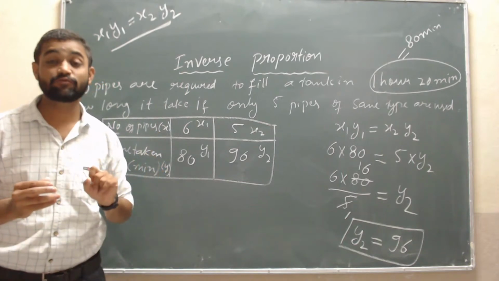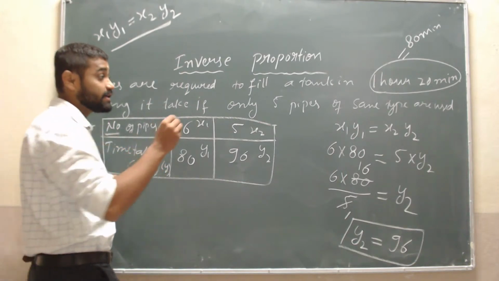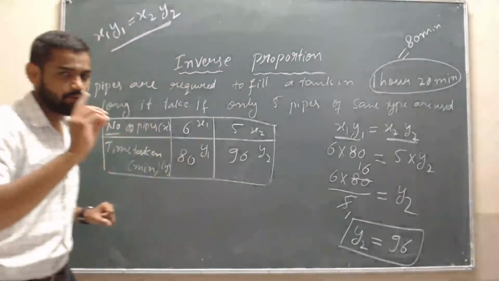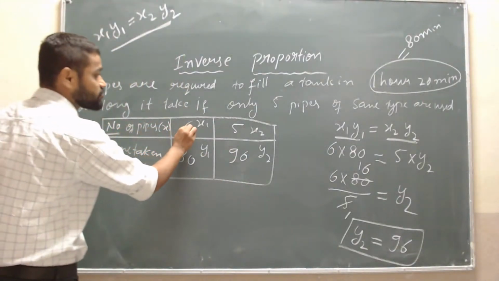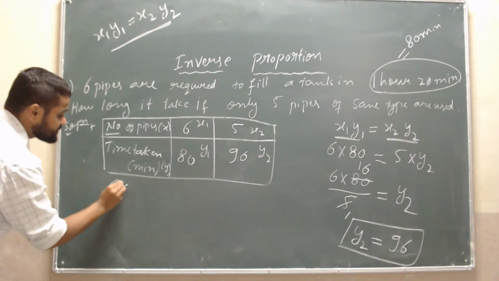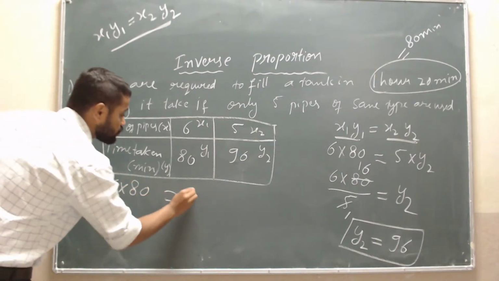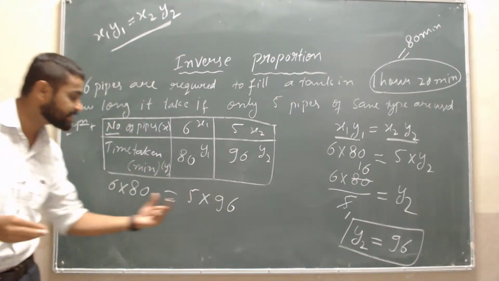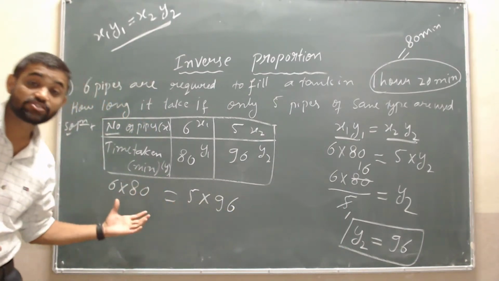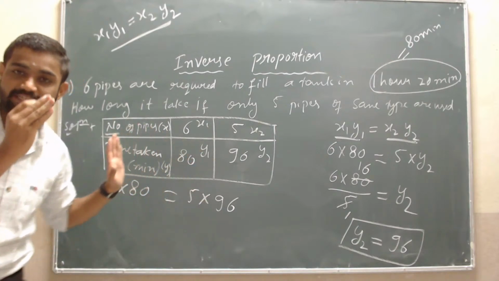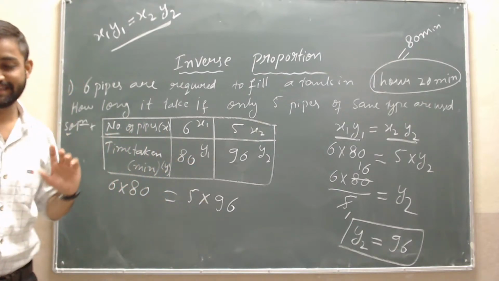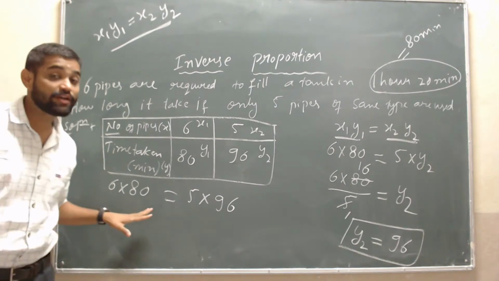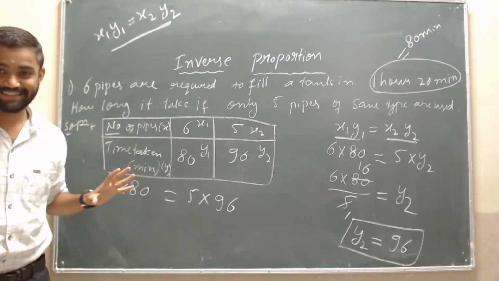But here, as the x value increases, the y value decreases. And one more thing we have to concentrate on, it's very important: x1 into y1 is equal to x2 into y2. Just check it, children. 6 into 18 is equal to 5 into 96. Calculate and write it. Whether x1 into y1 is equal to x2 into y2 or not, check it. Then only our answer will be correct. Okay?